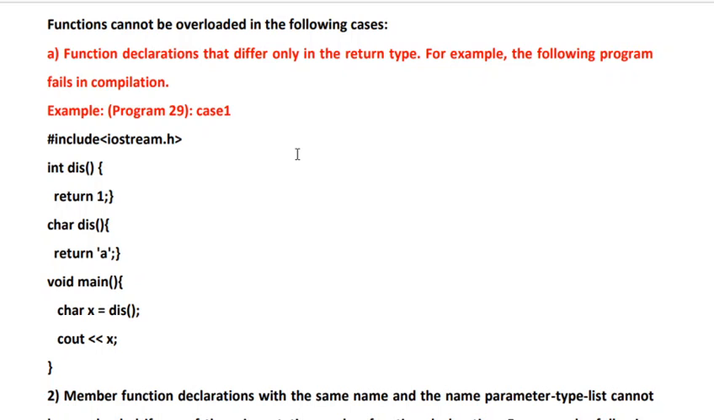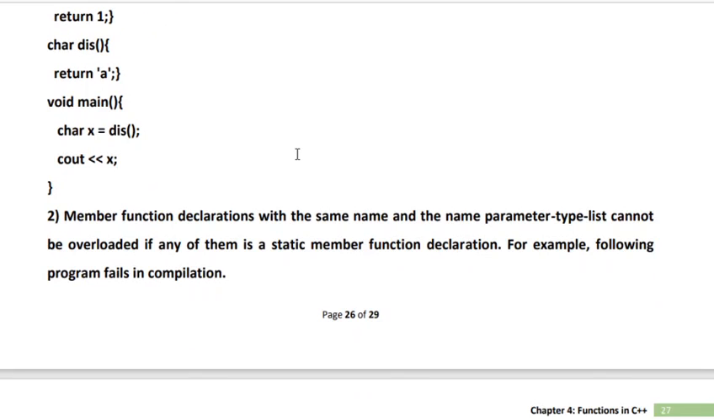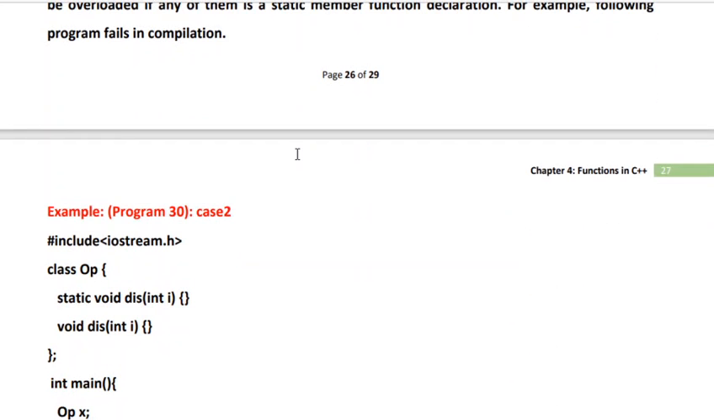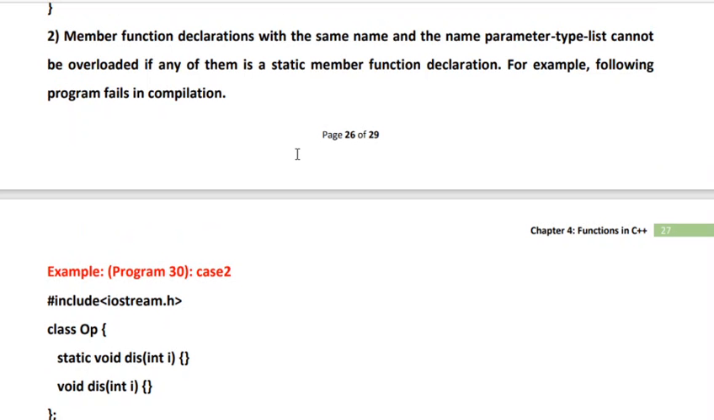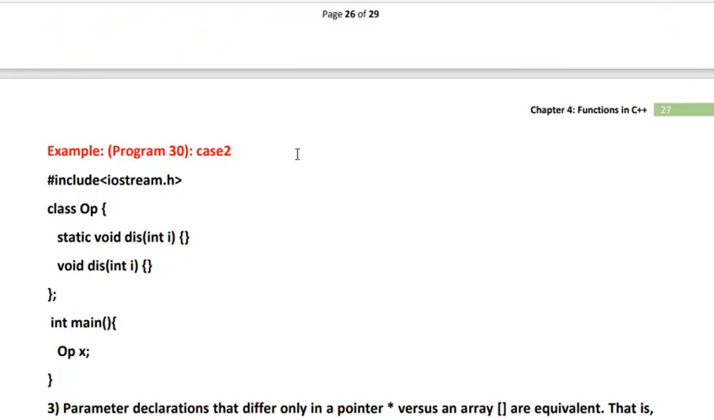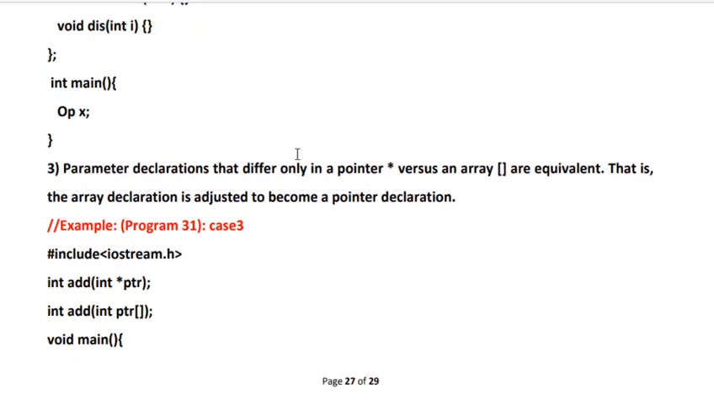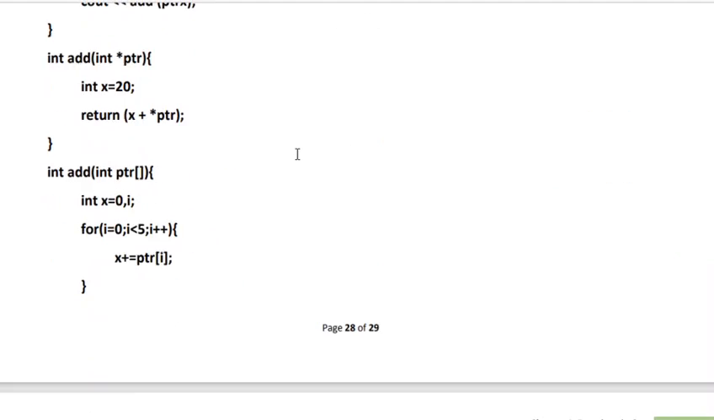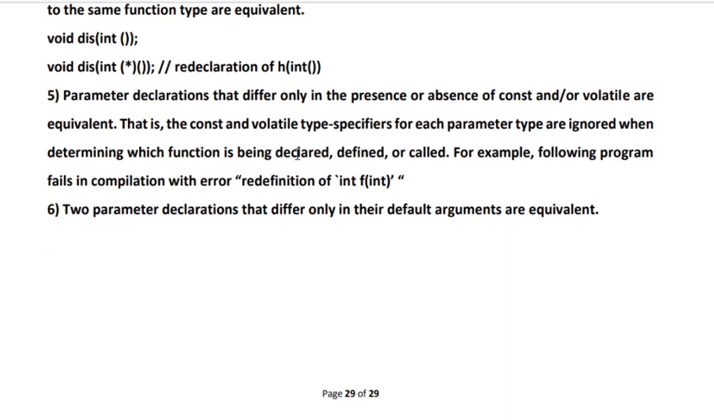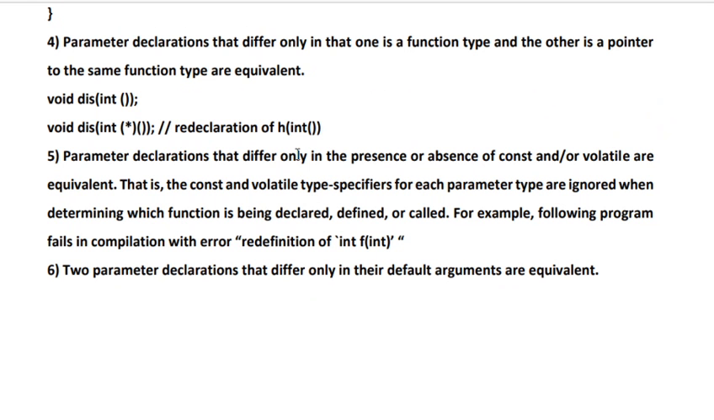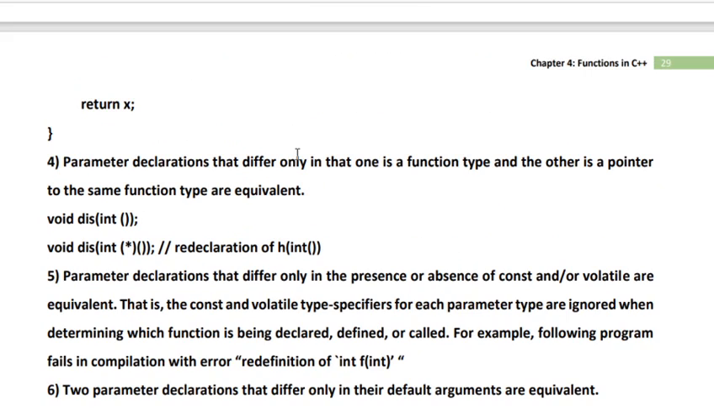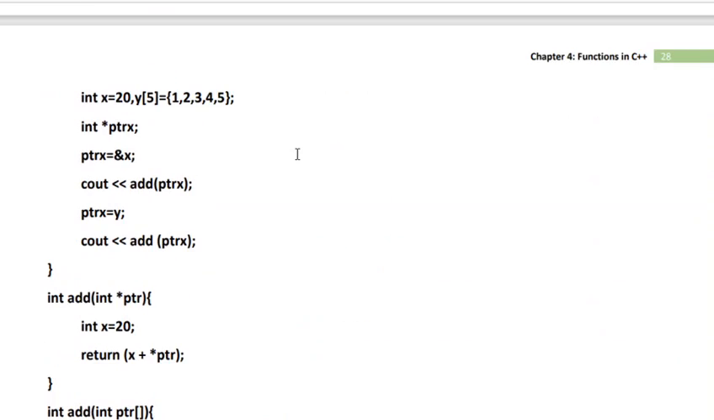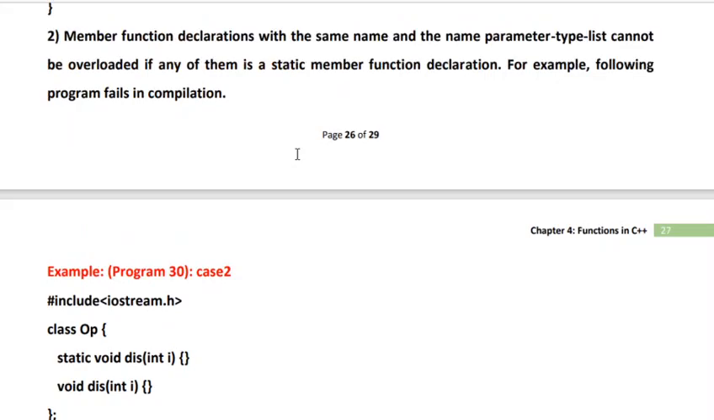The second instance is where there are static member functions declarations. When the functions are declared as static, then also we cannot use overloading. You can go through the various instances in which we cannot use overloading. That is for you to go through, because we'll be discussing this when we discuss polymorphism.